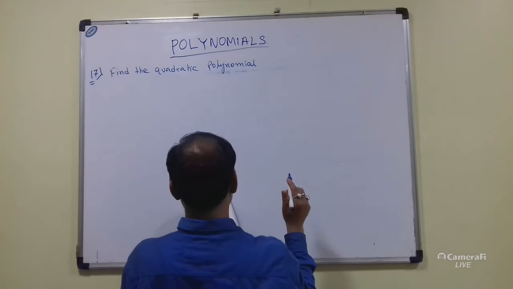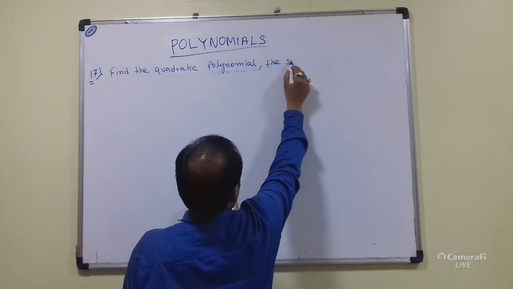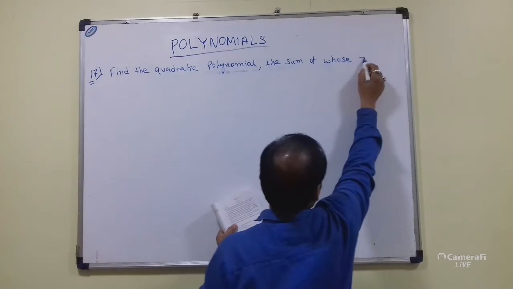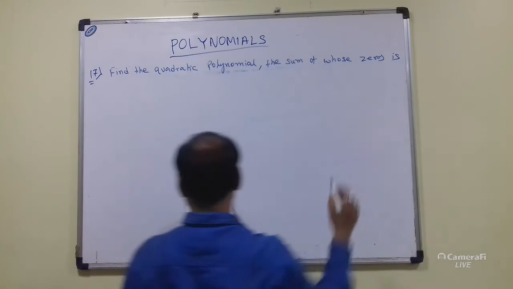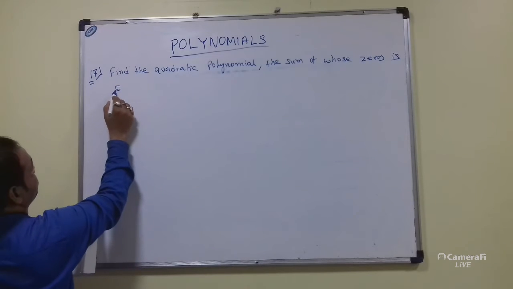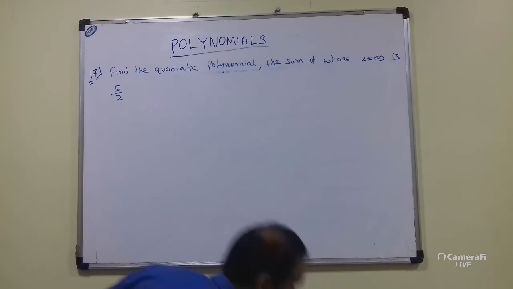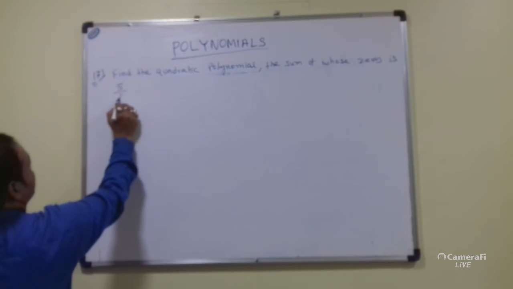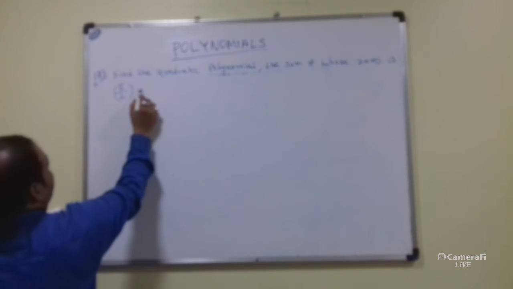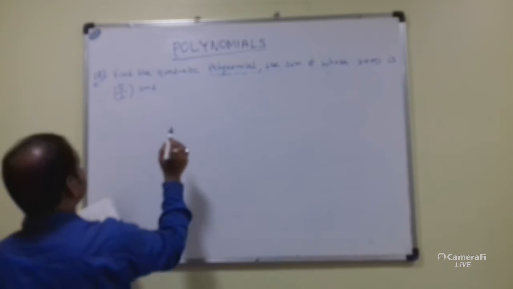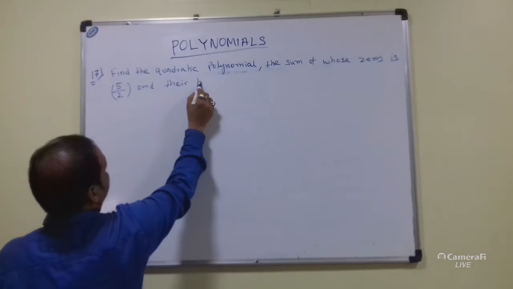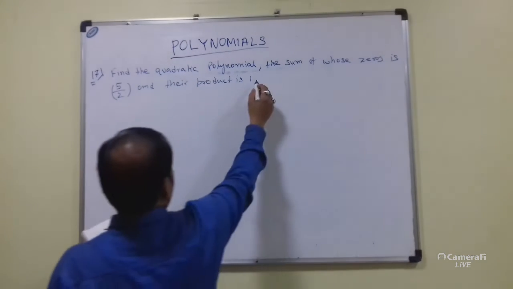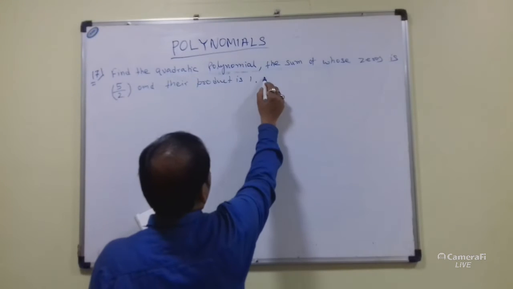the sum of whose zeros is 5 by 2. And their product is 1. Hence find the zeros of the polynomial.